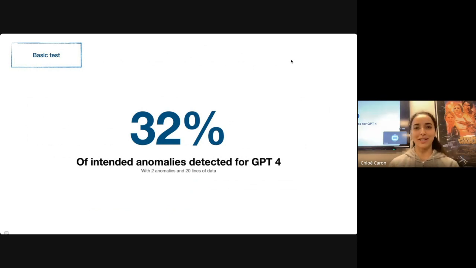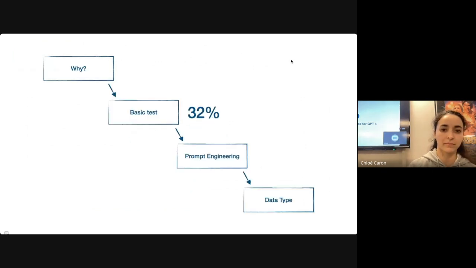So not terrible, but also not amazing. You can't use that in an automated system. It's just not reliable enough. Okay, so step one, basic test, 32%. Can we get it to do any better?